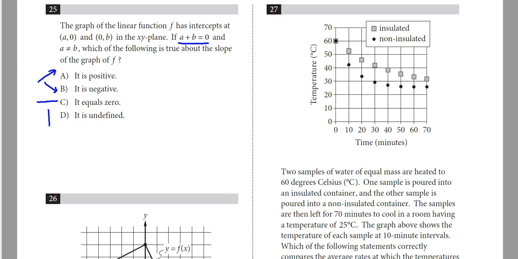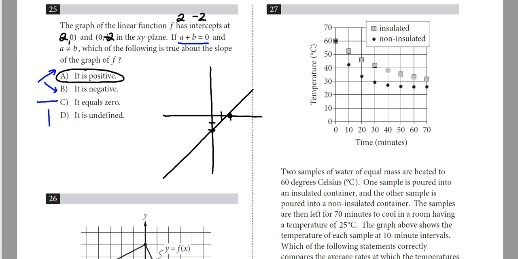Well, let's just start picking some numbers. Let's get this thing set up. My favorite method, just pick some of your own numbers and plug them in. So I need to make sure a plus b is 0. So maybe let's put a is 2 and b is -2. Now we put those two dots on the grid, (2, 0) and (0, -2). Well, there's a line that goes through those 2 points, and to me that line looks like it's positive. So I believe the answer is A.